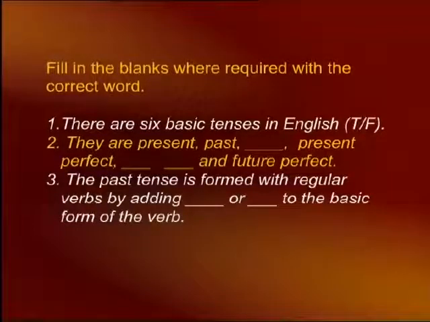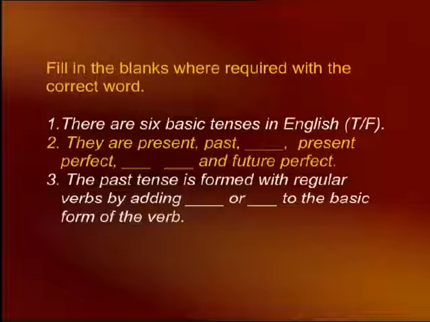Number 2. They are present, past, dash. You have to fill in the blank over there. Fill in the blank with the correct word. You just say it aloud. Number 2, they are the tenses. We are talking about the tenses. Number 2, they are present, past, dash, present perfect, dash, future perfect. So it has to be, they are present, past, future, present perfect, past perfect. In the blanks that you have over there, the first blank will be filled in with the word future and the second one with past perfect.